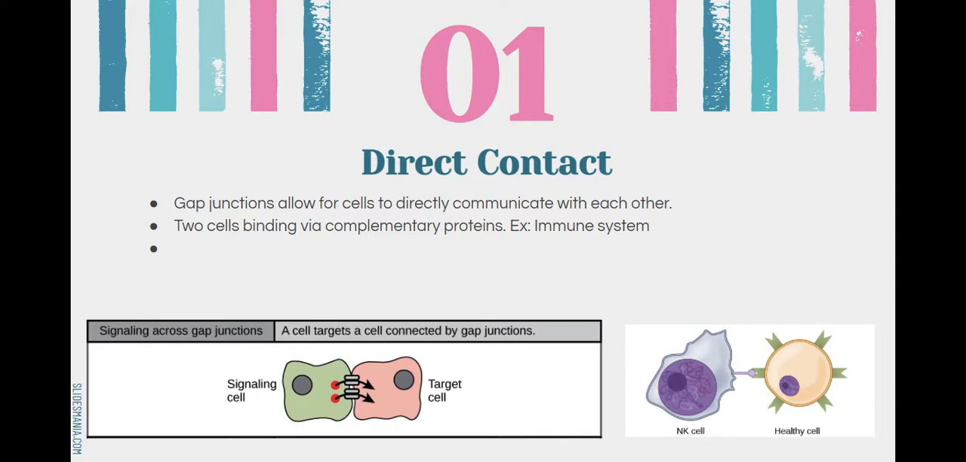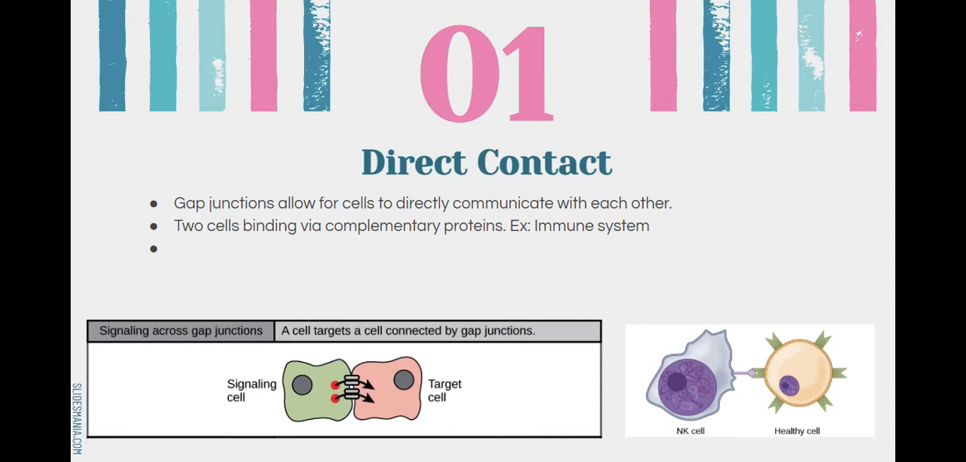And this can happen through what are called gap junctions. And gap junctions are basically water-filled channels on the surface of the cell that allow intracellular mediators to diffuse between these two cells. And this allows for direct communication. And so these gap junctions can have proteins on their surfaces that complement each other on each of the cells. And so they bind via these complementary proteins. And then the signal can be transduced.